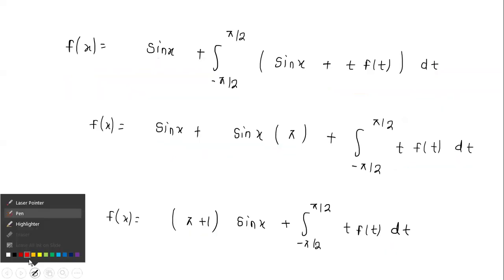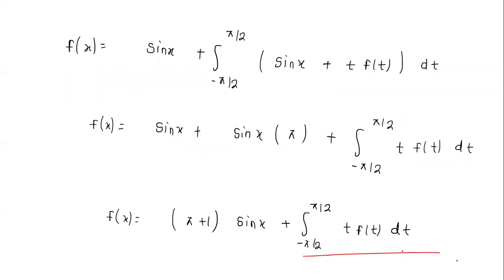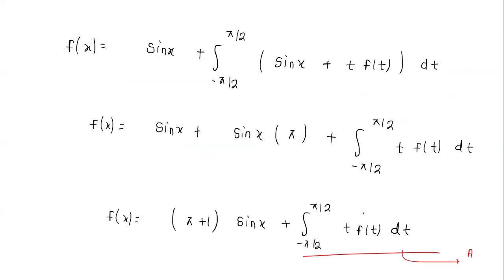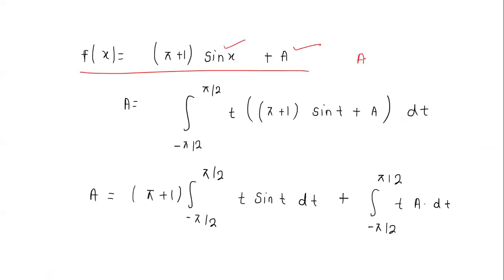Now you can assume this integral is equal to a, and you can write this f of x function as pi plus 1 times sin x plus a. So you see, this is a definite integration, so this will result in some number. So that number I am calling a, and this a is equal to the integral from minus pi by 2 to pi by 2 of t times f of t dt.